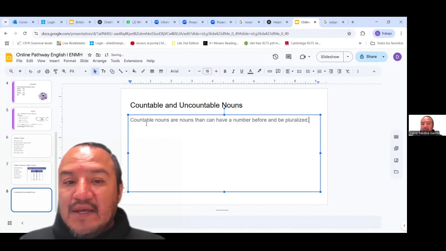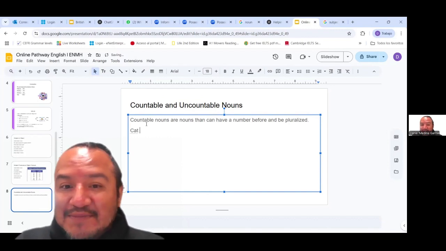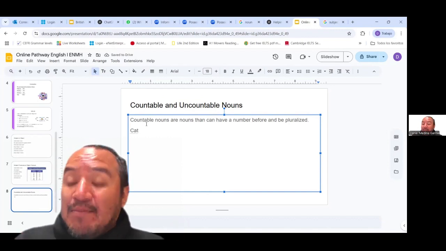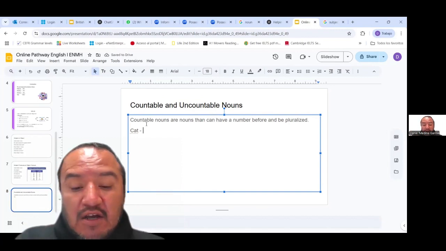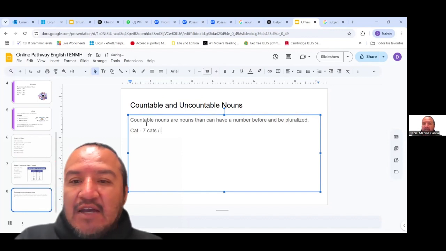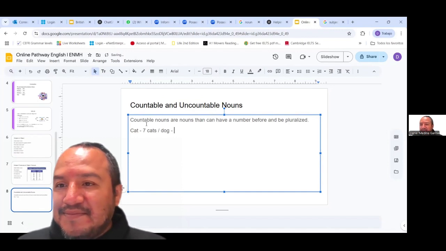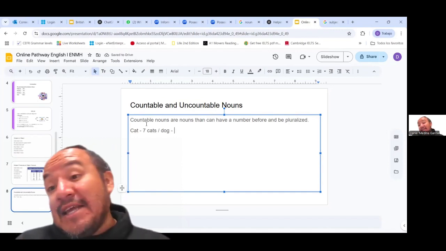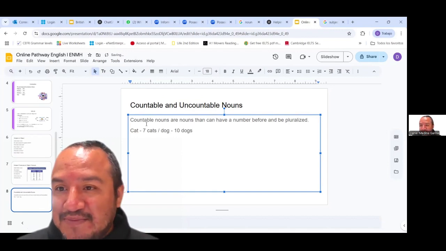Pluralized. For example, I was giving you the example of the cat. So I say cat, singular. I pluralize it and I put a number before, any number. To my mind comes 7. So I say 7 cats, pluralized. I also gave you the example of the dog. I say dog. Let's pluralize it, another number. Let's think of 10. And I say 10 dogs.